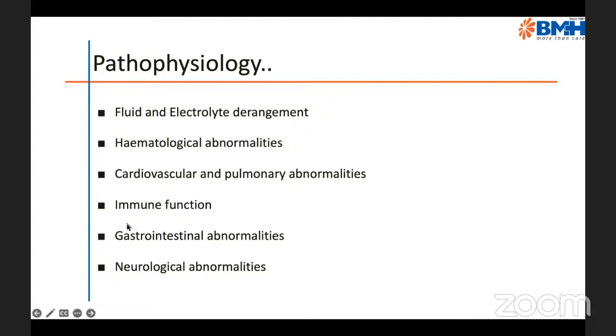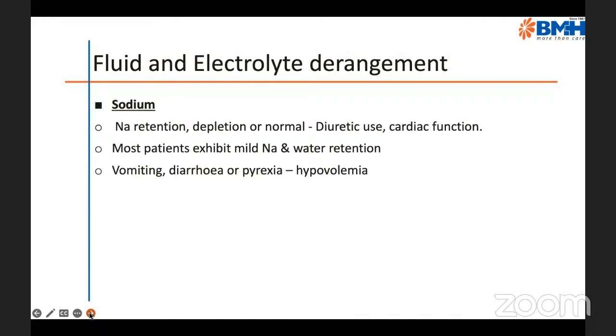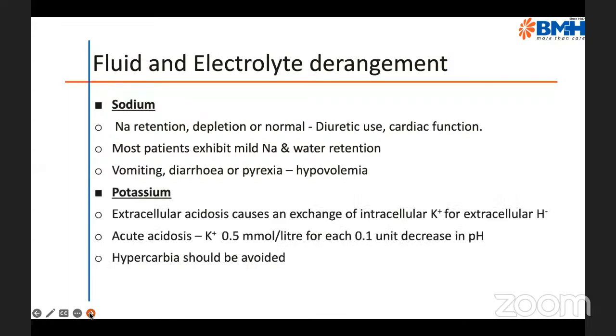immune function abnormalities, gastrointestinal abnormalities, and neurological abnormalities. I will come to each point. Coming to the electrolytes, it could be sodium retention, depletion, or normal sodium values, which is even further complicated by the use of diuretics, cardiac function, and the polypharmacy the patient is taking, like antihypertensive drugs. Most patients exhibit mild sodium and water retention. And when the patient has vomiting and continuous diarrhea or pyrexia, there will be evidence of hypovolemia.